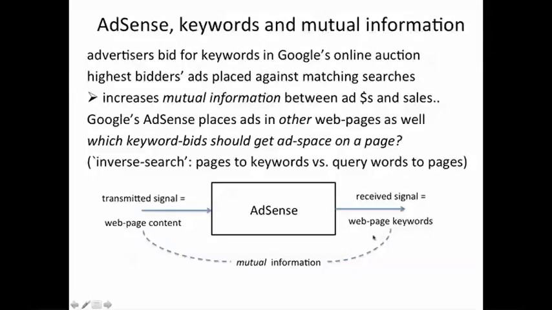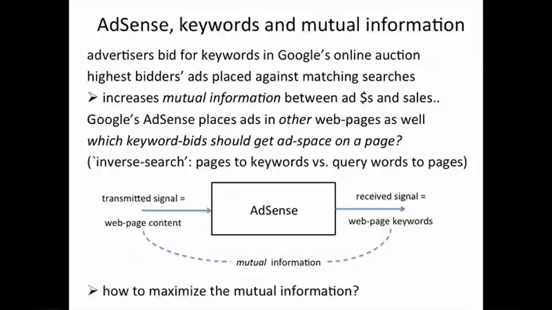Search, on the other hand, is the reverse. You're given some keywords and you want to find those pages which best match the keywords that you chose. So the question now reduces to how to maximize the mutual information between the words on one side and the words that you want to receive on the other. And that would define the way you would design an AdSense channel.